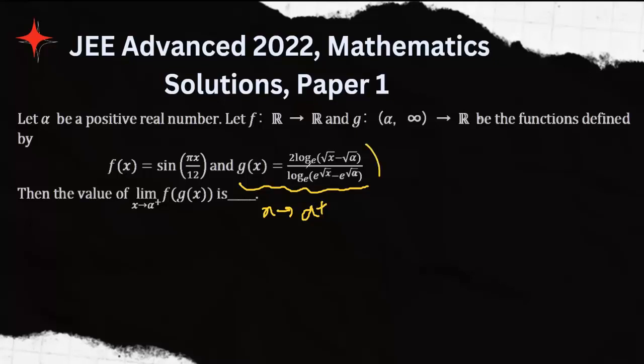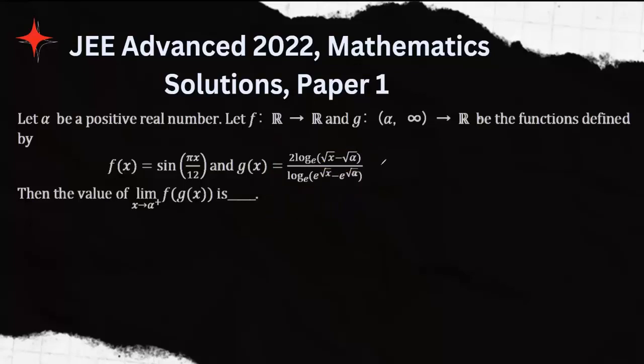Okay. Let's try to evaluate this. Now you see, if I put x equal to alpha, this will be going towards 0. This will also be going towards 0. So this is like a log 0 upon 0 form. So that is kind of infinity upon infinity form, or you can say minus infinity upon minus infinity form. So we can use L'Hopital's rule here, right?